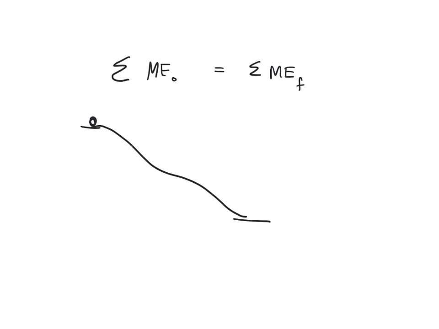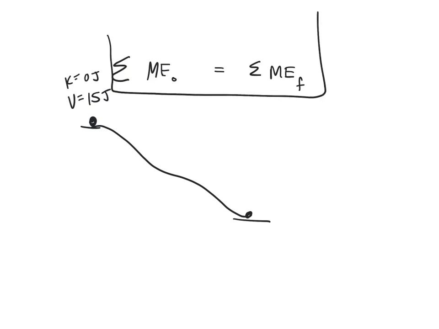Okay, here's the object in the beginning. Here's the object at the end. In the beginning, let's say it's got energy of 15 joules in potential and no kinetic. Okay, 0 in kinetic and 15 in potential. That's a capital U, not a V. I hate using U, sorry. It's a capital U there.